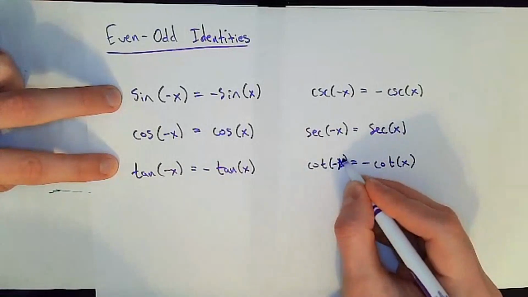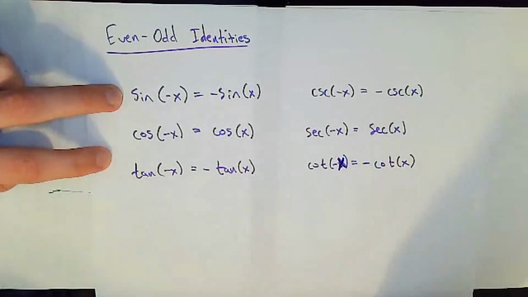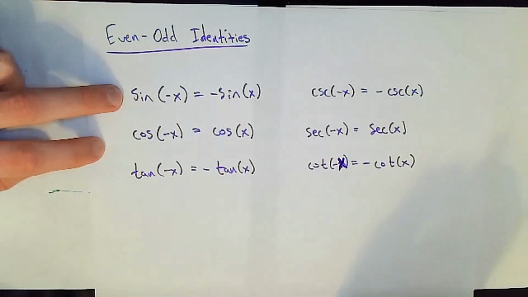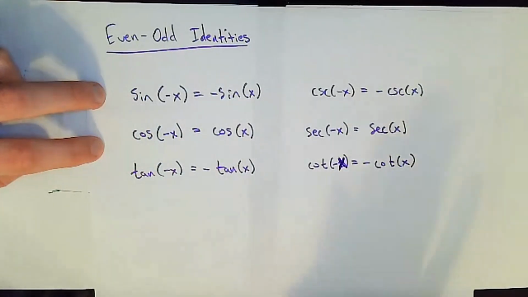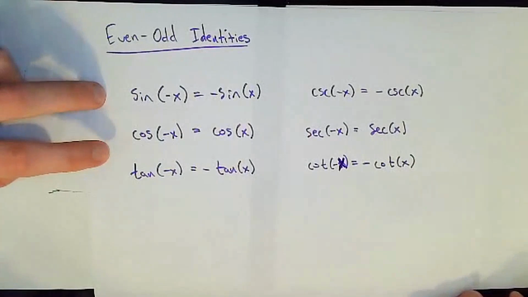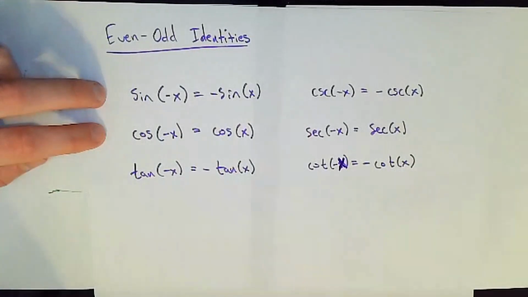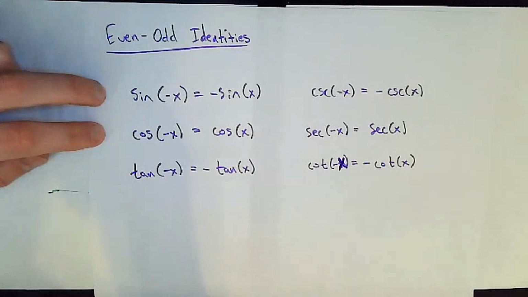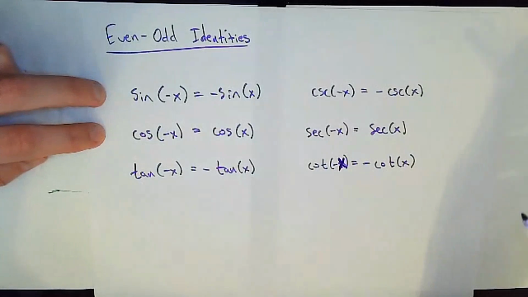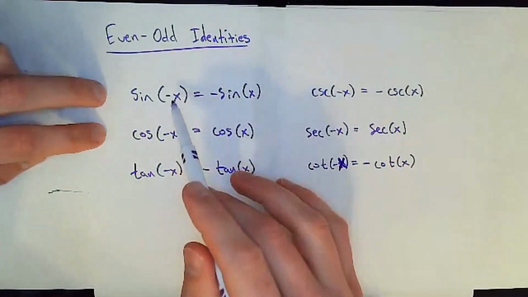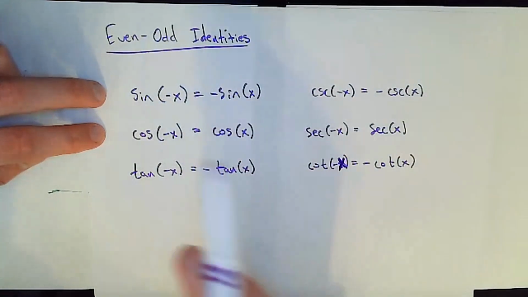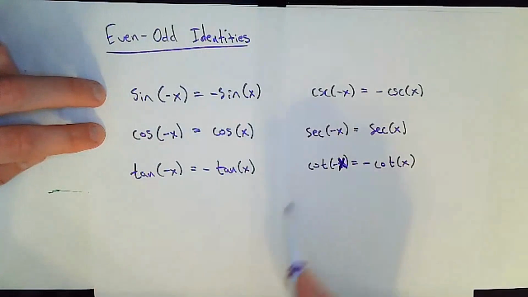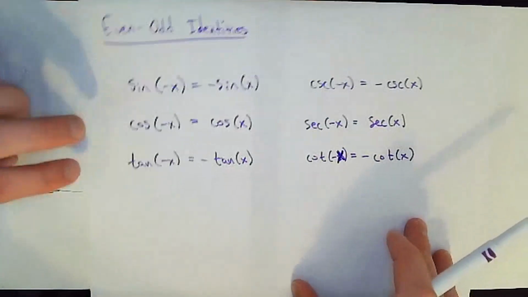Whoops, that's x in there. I put t by accident. That's x. Okay, there's our even odd identities. I don't want to spend too much more time on this. This will come up. The problems where this is going to come up, at least in this section, should be fairly clear, because you're going to see negatives as inputs into the functions, and that should be your cue to do something with that negative that's stuffed inside of the function, whatever the function might be.